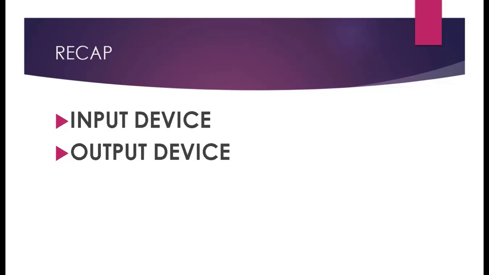Different types of scanners are OMR. OMR is optical mark reading or recognition. And the next type of scanner is OCR. OCR is optical character recognition. And MICR. MICR is magnetic ink character recognition.